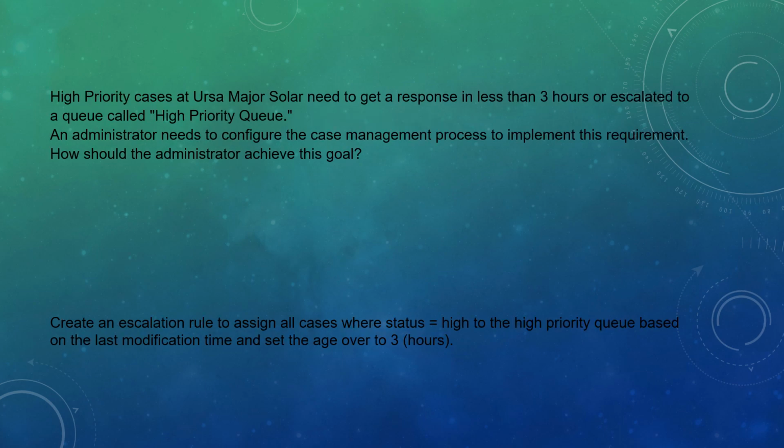High priority cases at Ursa Major Solar need to get response in less than 3 hours or escalated to a queue called high priority queue. An administrator needs to configure the case management process to implement this requirement. What should the administrator do to achieve this goal? Create an escalation rule to assign all cases where status equals high to high priority queue based on the last modification time set to age over 3 hours.